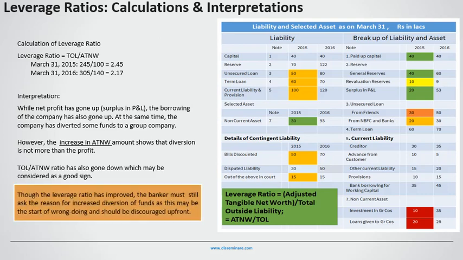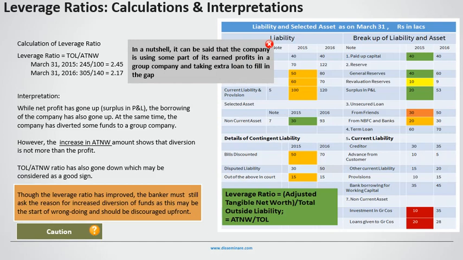However, though the leverage ratio has improved, the banker must still ask the reason for increased diversion of funds, as this may be the start of wrongdoing and should be discouraged upfront. Please note with caution. In a nutshell, it can be said that the company is using some part of its earned profits in a group company and taking extra loan to fill in the gap.